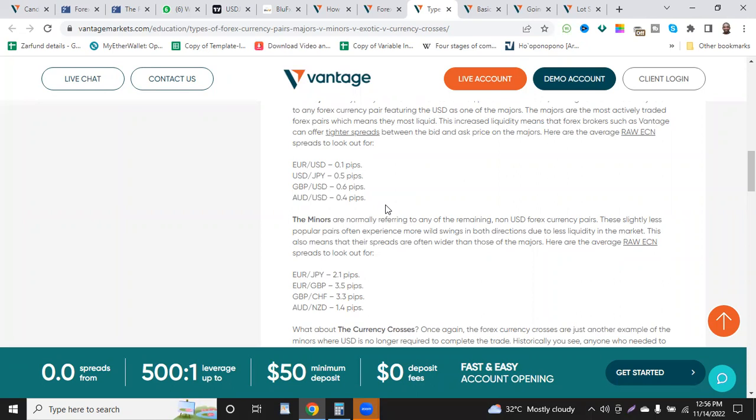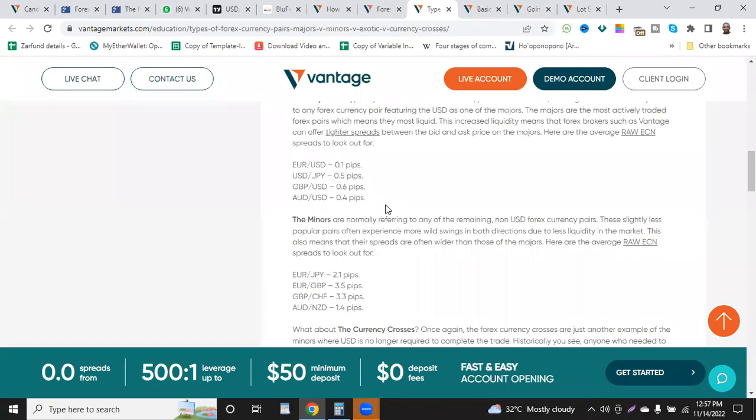So, for example, the Euro USD is the most traded currency pair in the world, followed by the USD JPY. The USD JPY is the second most heavily traded currency pair in the world, followed by the GBP USD. The GBP USD is the third most widely traded currency pair in the world. What does that tell you? Traders are trading every day, and trillions of dollars go into these currency pairs every day.